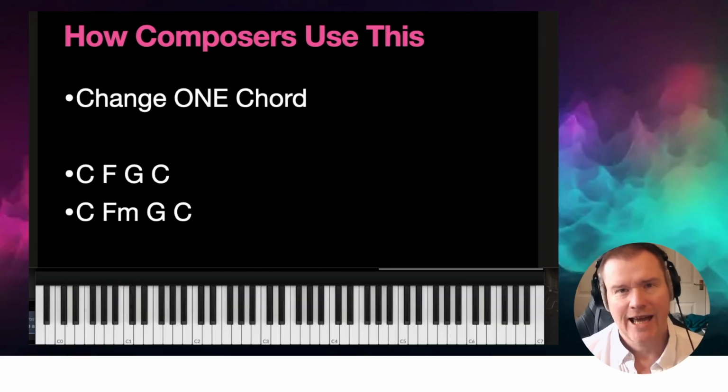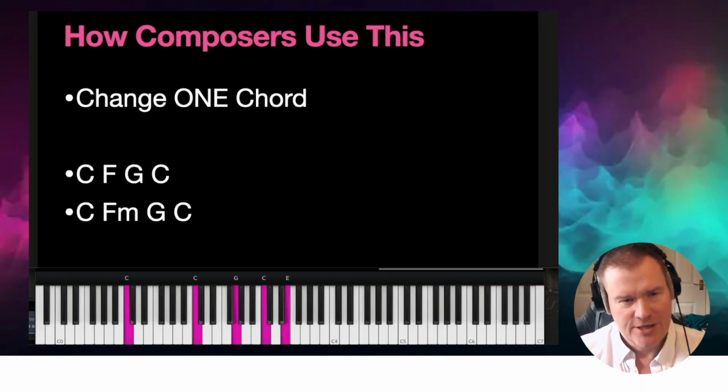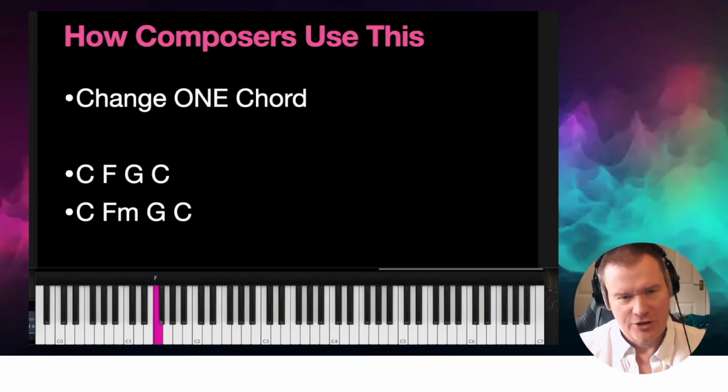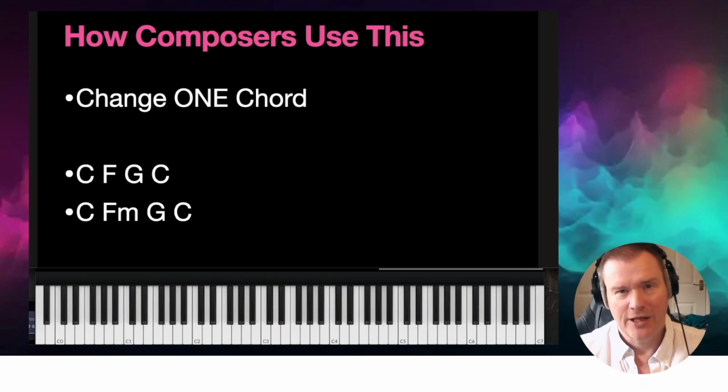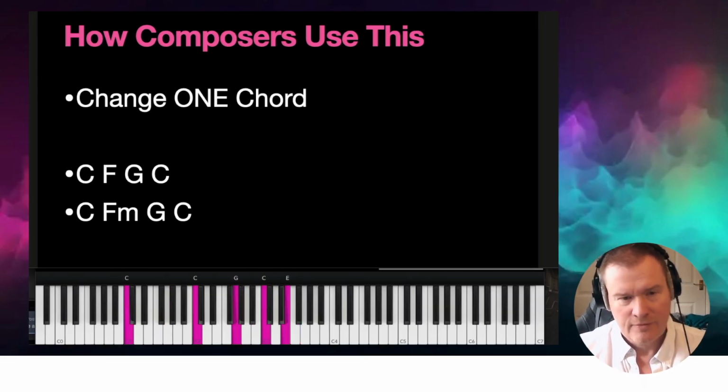Right, let's think how we can use this as a composer without causing complete chaos. All we're going to do is change one chord. So this progression, C, F to G to C, all we're going to do is change the F to an F minor. So we're swapping the 4th chord of the major to the 4th chord of the minor. That's it. Now you're expressive.